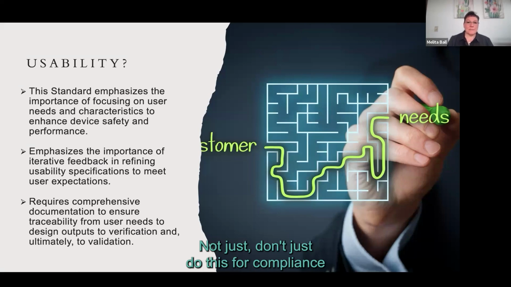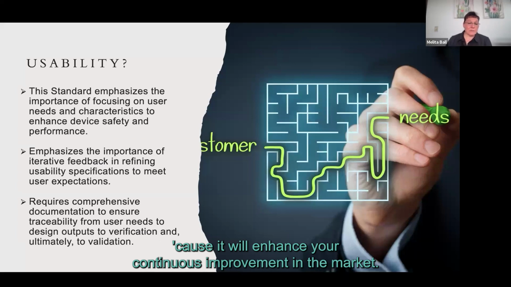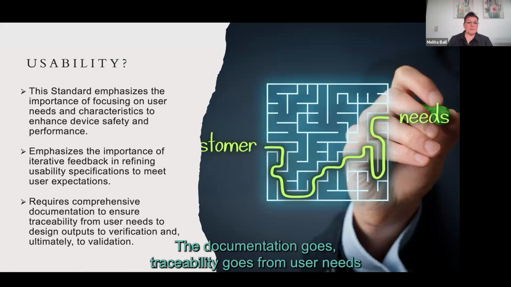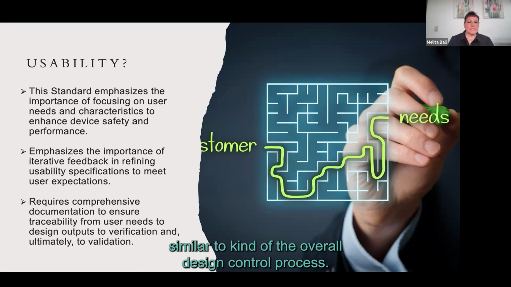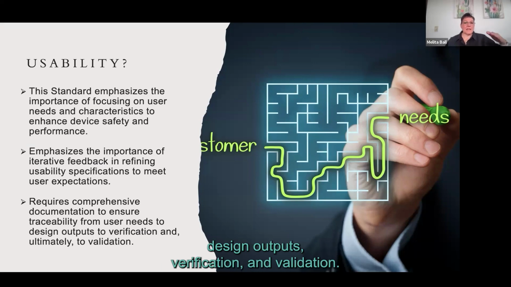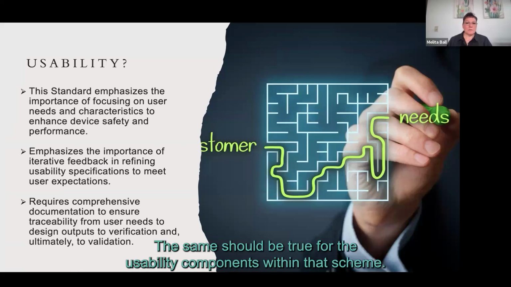Don't just do this for compliance reasons, do it for business reasons as well, because it will enhance your continuous improvement in the market. Let's see what else. The documentation traceability goes from user needs to design inputs, to design outputs, to verification, and ultimately to validation, similar to the overall design control process. So you have this nice traceability matrix. The same should be true for the usability components within that scheme.